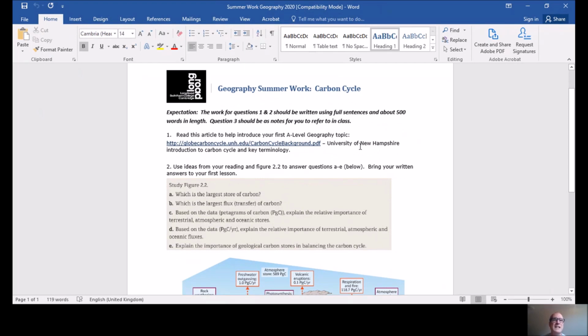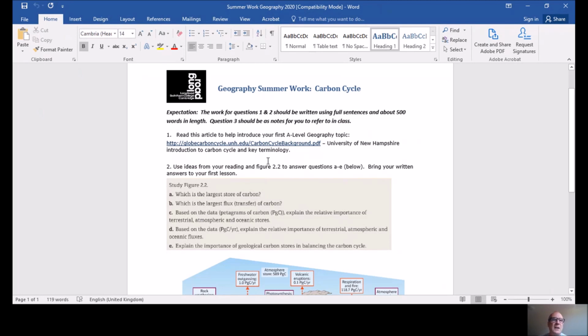There's a reading that you need to do, which is linked in this first question here, the global carbon cycle. It's an article from the University of New Hampshire, and it introduces you to some key terminology. It's a very important part of this task to do the reading first of all, because I think we've all done work on the carbon cycle earlier on in school, either at GCSE or in geography, but we just need to up the level a little bit. There are a few technical terms and ideas that we want you to work your way through.